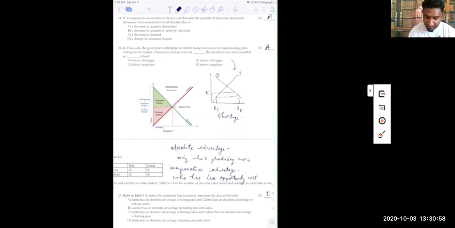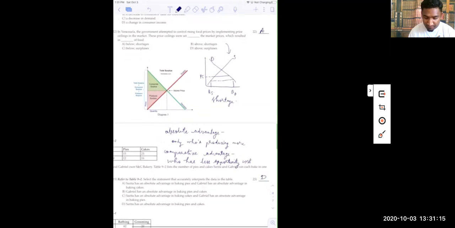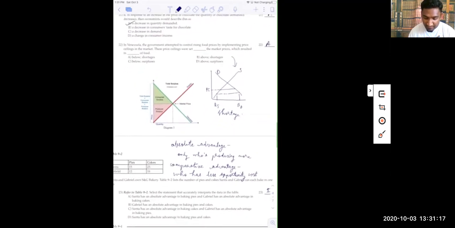Question number 21. If in response to an increase in the price of chocolate, the quantity of chocolate demanded decreases, then we would describe this as a decrease in quantity demanded. Simple. The answer is in the question itself. So the answer is A.